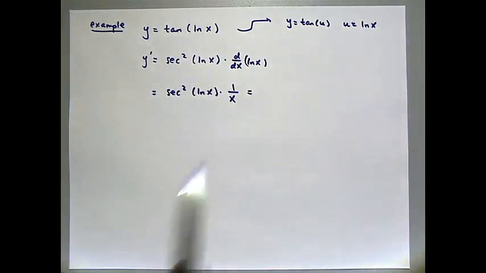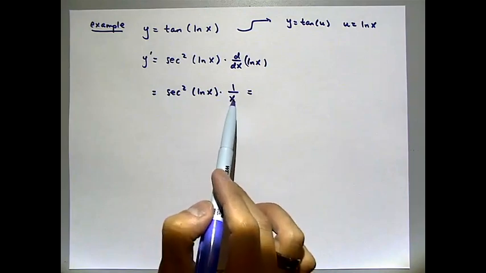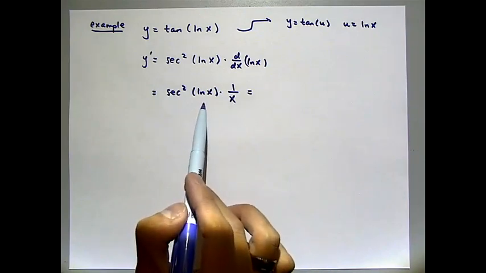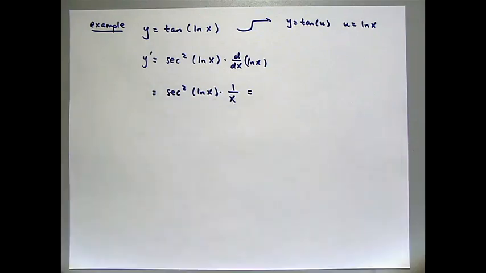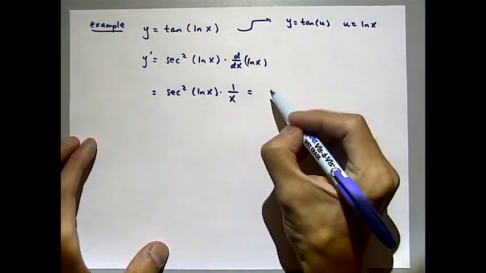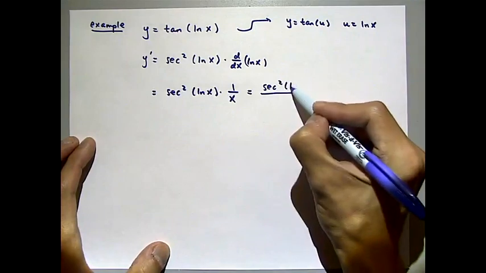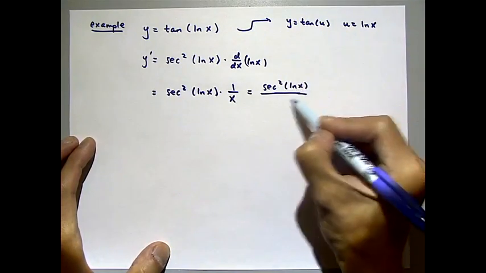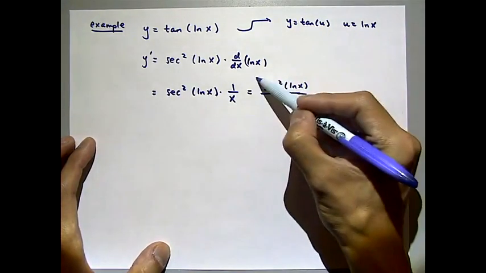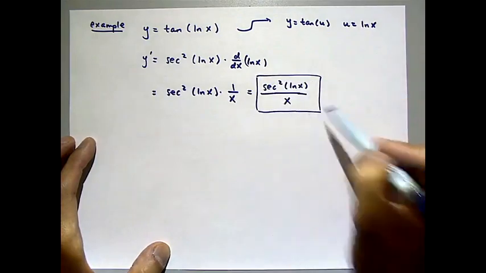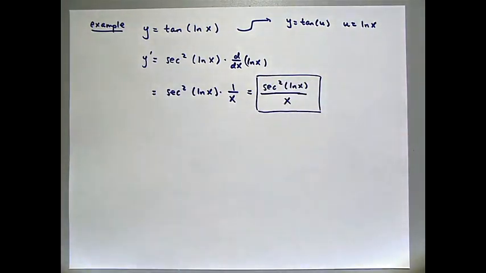Once again, be very careful. Secant squared of this thing is one quantity. This 1 over x cannot be moved into here. That does not belong to the secant squared. That's an entirely separate quantity. So to avoid confusion, you may want to write it this way, just to make it clear that 1 over x has nothing to do with the ln of x. That's not part of secant.